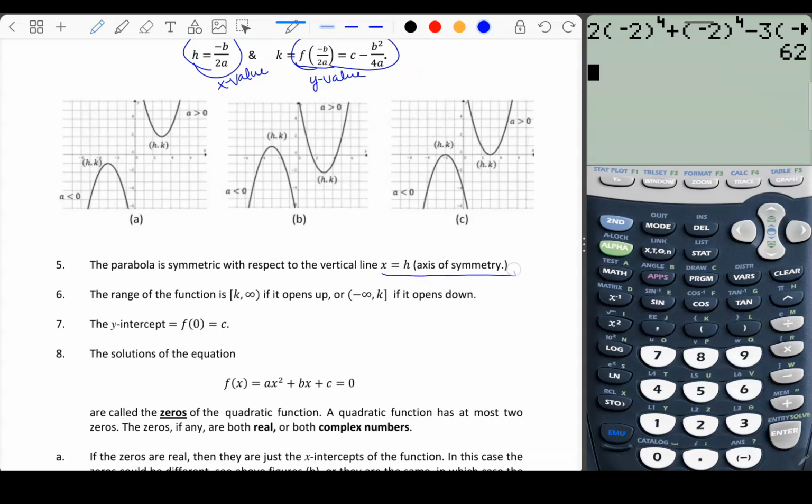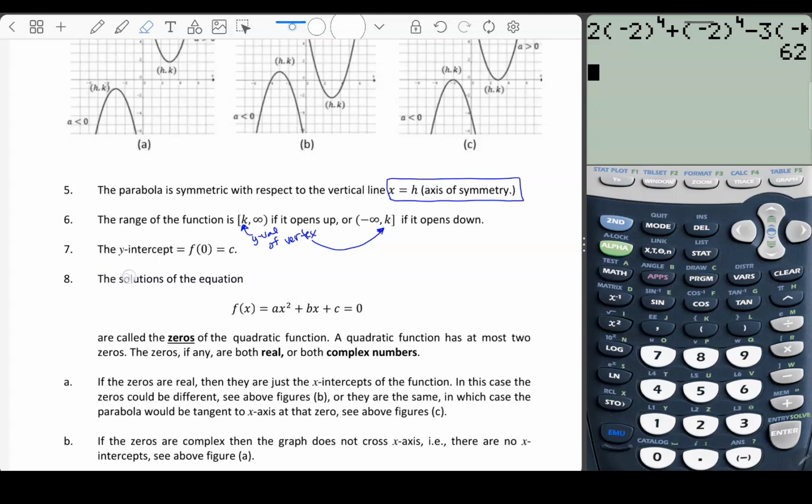The range of a parabola is given this way. If it opens up, it's from the y value of the vertex to infinity. If it opens down, it's from negative infinity to the y value of the vertex. The y-intercept is a constant. When you plug a 0 in, you get that constant at the end, which is c. And the solutions happen when you set the equation equal to 0. And for that reason, it's called the zeros of a quadratic function. And we have at most 2 zeros.